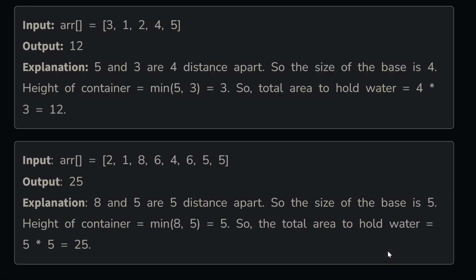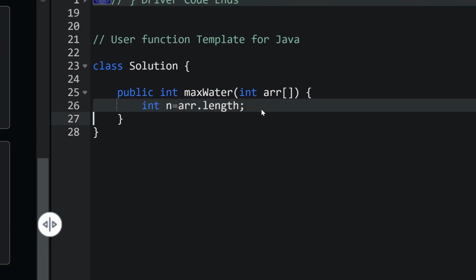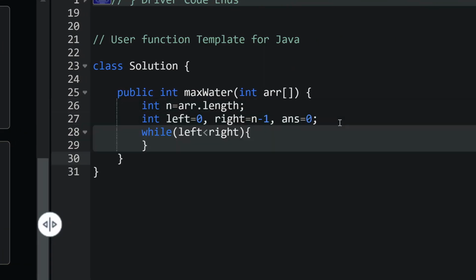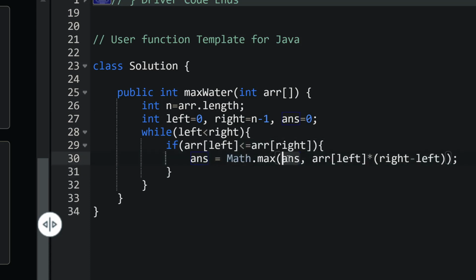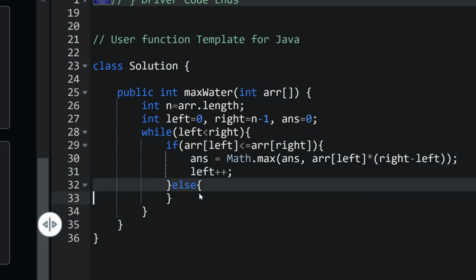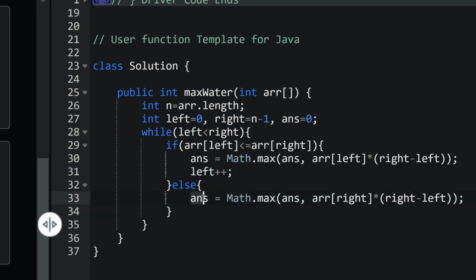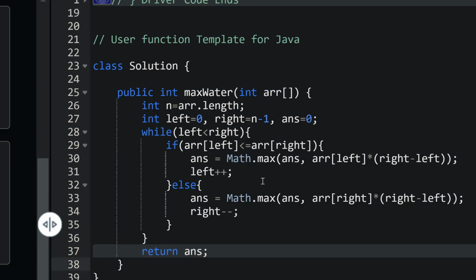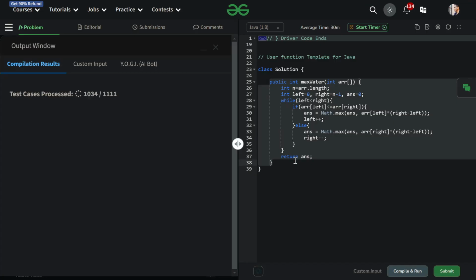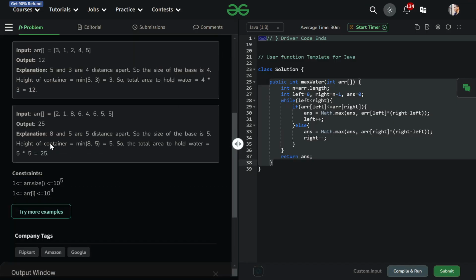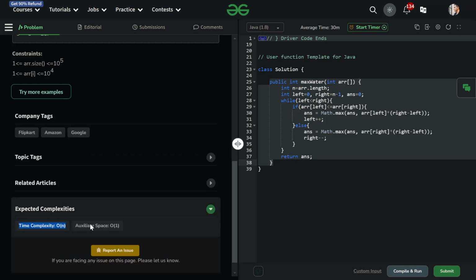Now let's code this. We have n, left and right pointers, and answer. While this condition holds, if our Lth value is smaller, take the maximum between the already stored value and height multiplied by width, and update your L. Else, if our Rth value is smaller, find the maximum between the stored value and height multiplied by width, update your R, and return the answer. That's it. The time complexity in this case is O(n) and the space complexity is constant, and we have solved this question in the expected time and space complexity.